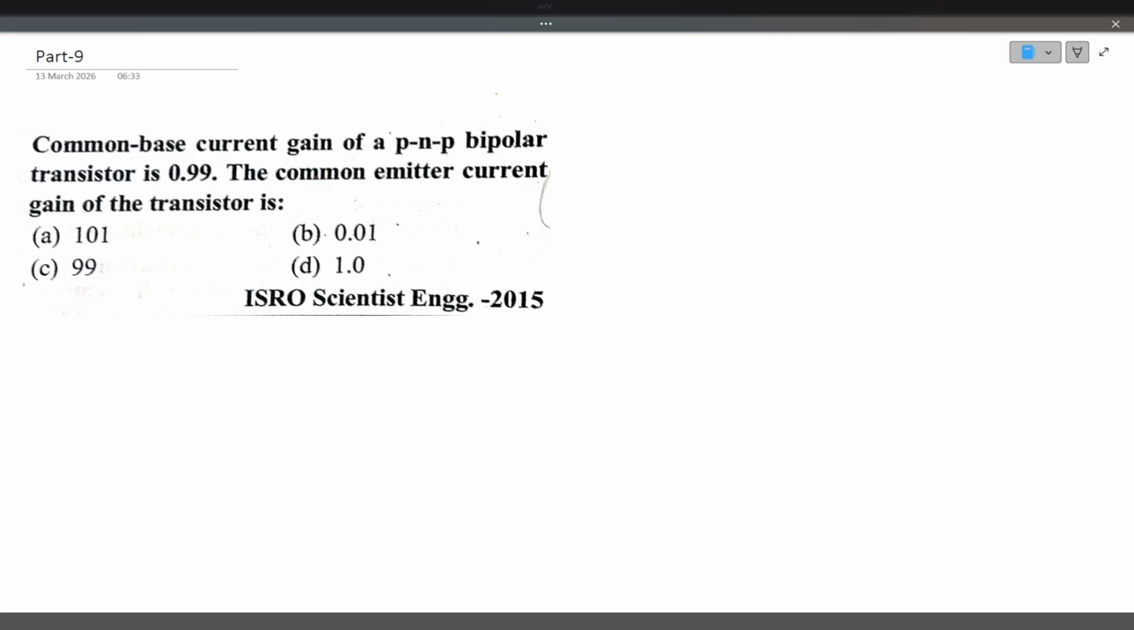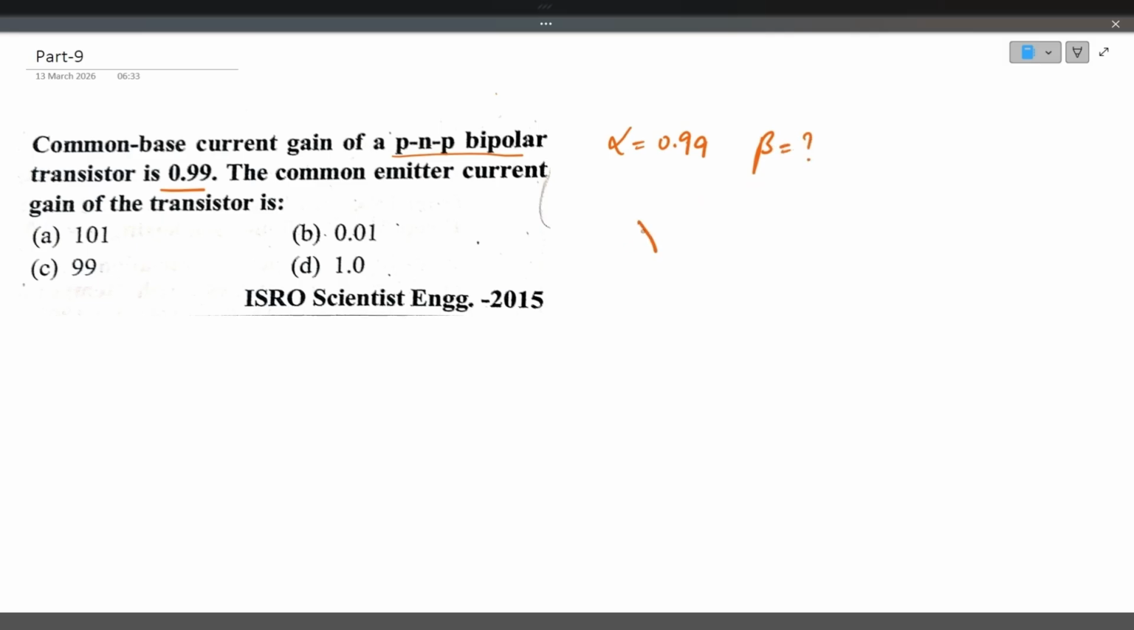Let's see the question. The common base current gain of the PNP bipolar transistor is 0.99. The common emitter current gain of the transistor is? So if you see, he has given the common base current gain alpha is equal to 0.99. He's asking what is beta, that is the common emitter current gain.